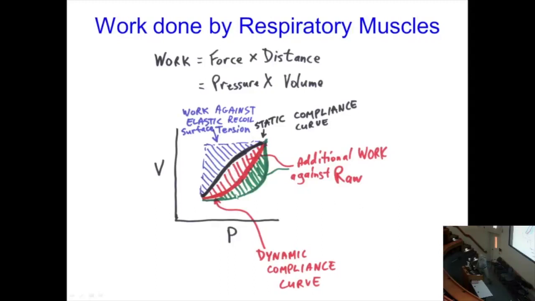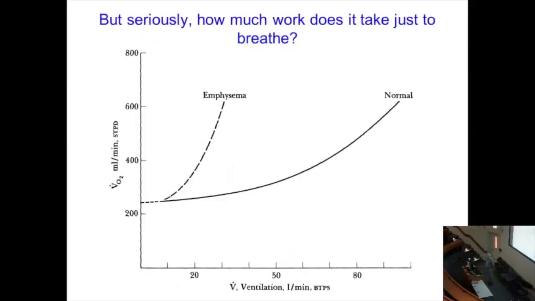If we breathe faster, then we have the green curve, and we do even more work against airway resistance. So depending on how quickly you breathe, the work will vary somewhere between what we had from the static compliance curve and the whole thing altogether. Anyway, this is just a cartoon.